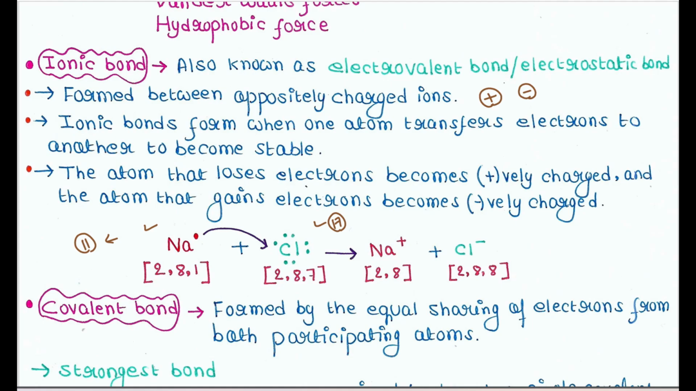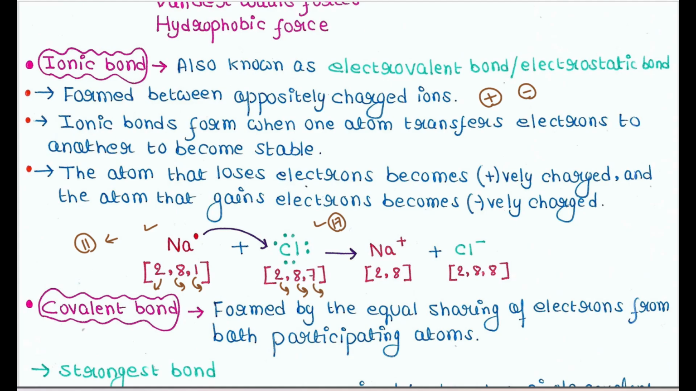The first shell of sodium atom contains 2 electrons. Second shell of sodium contains 8 electrons. And the last shell of sodium contains 1 electron. Similarly, the first shell of chlorine atom contains 2 electrons. The second shell of chlorine atom contains 8 electrons and the last shell of chlorine atom contains 7 electrons.